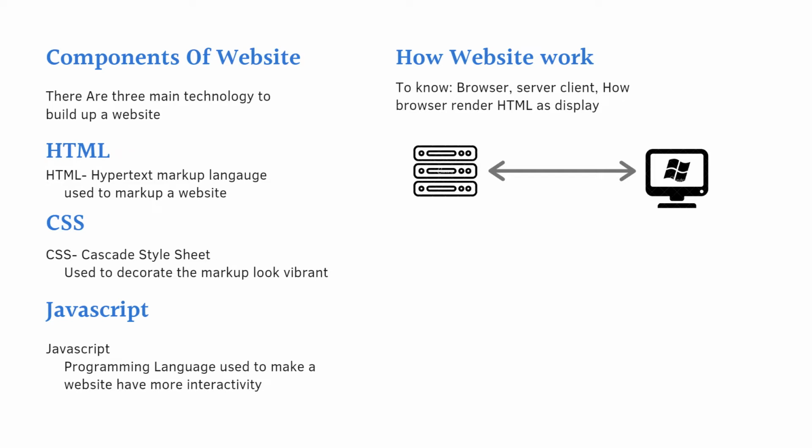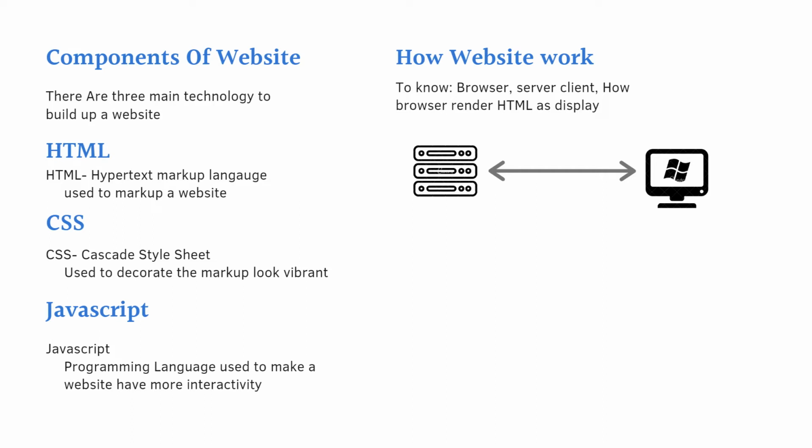So what are the components of a website? It means what technology we use to build a website. There are three main technologies to build a website: HTML, CSS and JavaScript. Each of them has a different function. HTML is HyperText Markup Language, which is used to make up a website.